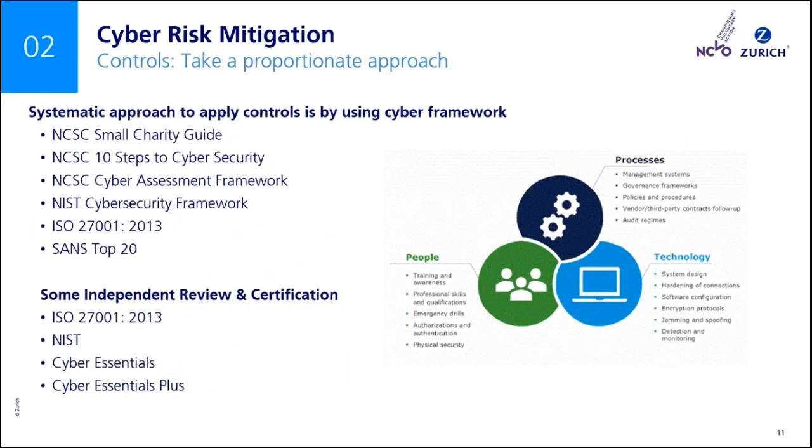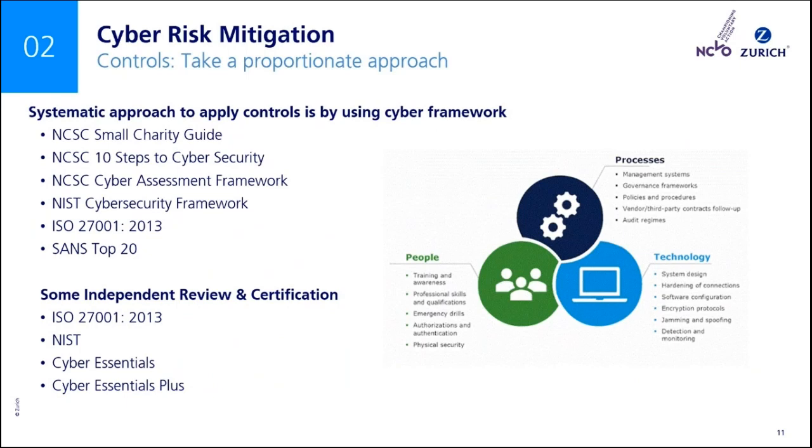It is always good to use frameworks when you choose your controls. Like NCSC's small charity guide is very good for small charities, whereas the 10 Steps to Cyber Security is good for small and even mid-sized charities. But if you are a big charity, you can aim for the NCSC CAF, Cyber Assessment Framework, ISO 27001, NIST, or SANS, because they require considerable investment of time, resource, and money.